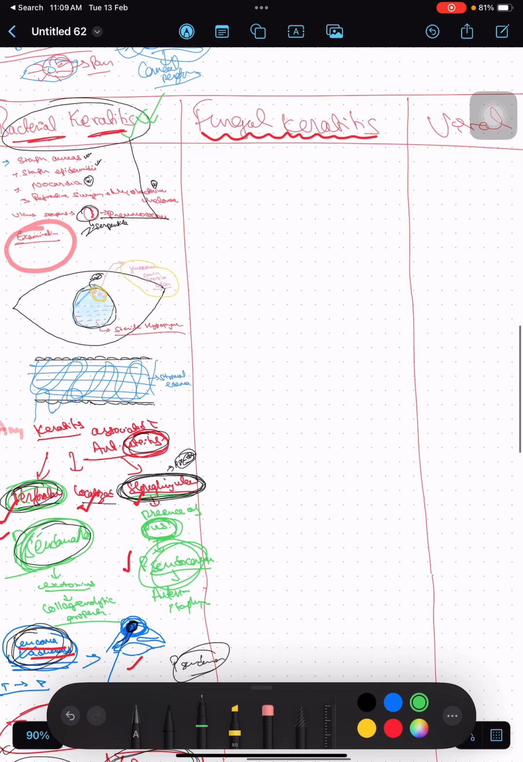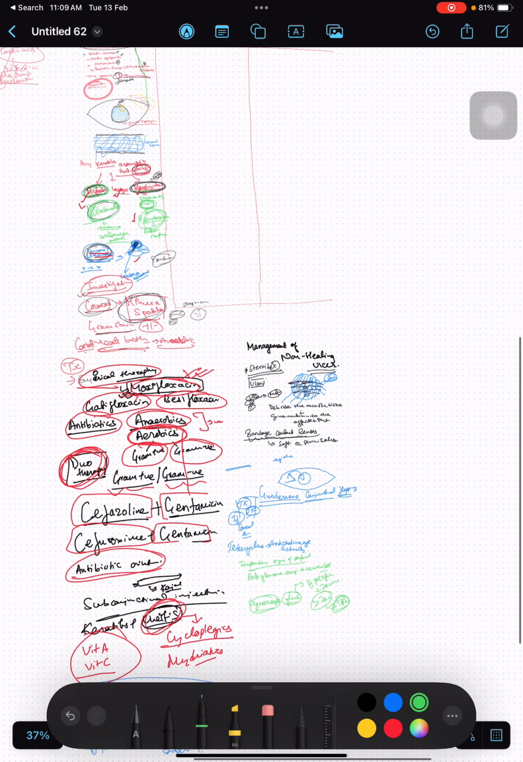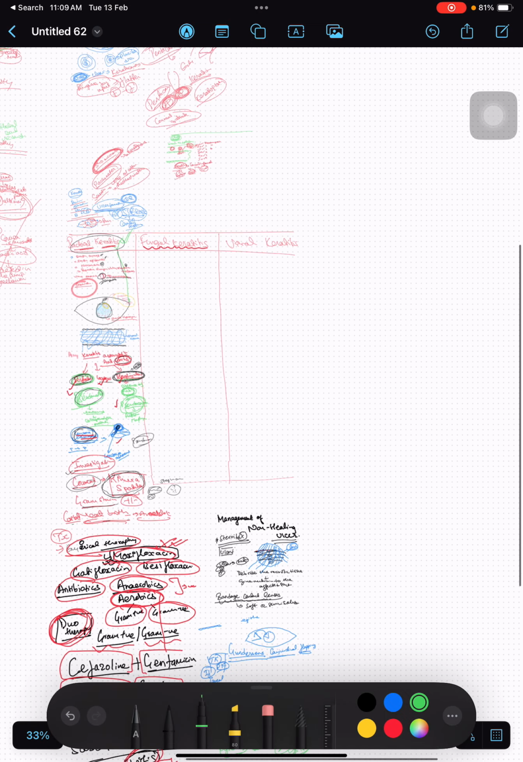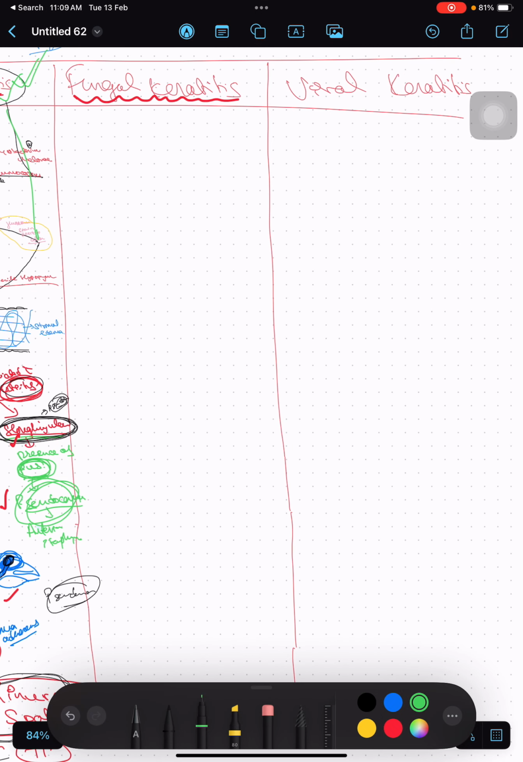Bacterial keratitis, are we clear? All the contents I've already mentioned on bacterial keratitis and non-healing ulcers, I think we're clear. Now let's go on to fungal keratitis. So in fungal keratitis, what do you need to remember? The most common bacteria resembling fungal keratitis is Nocardia, as I already discussed this question initially.